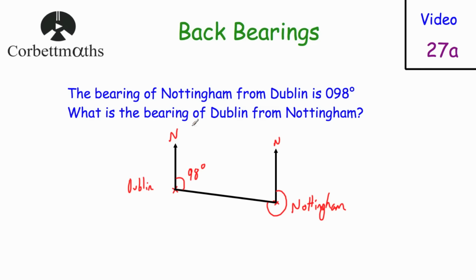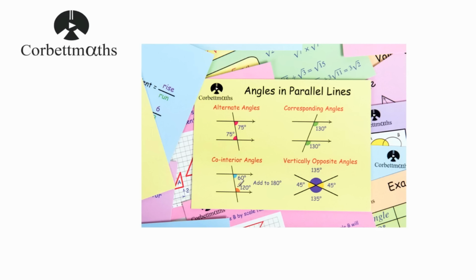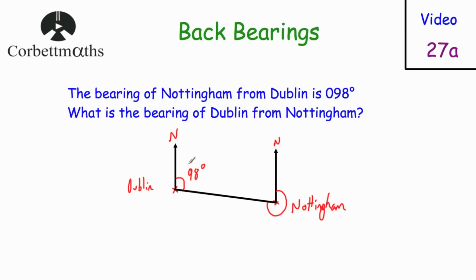Now here we've got two north lines and they are parallel lines. Remember, with parallel lines, the two interior angles are called co-interior. These two angles add up to 180 degrees. If we go back to our revision cards, we've got co-interior angles: two angles inside parallel lines add up to 180 degrees. So if this angle is 60, that angle is 120. That's quite important.